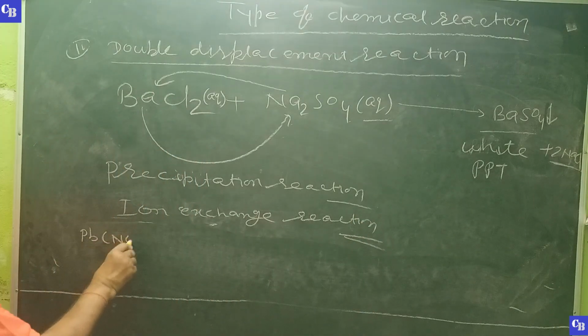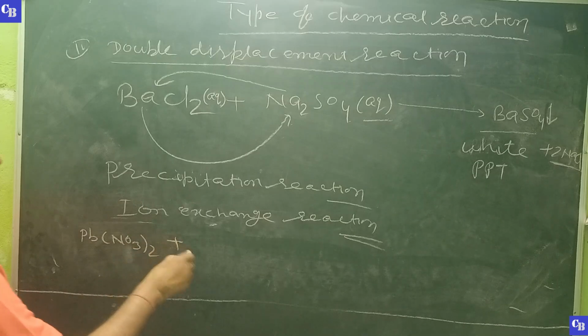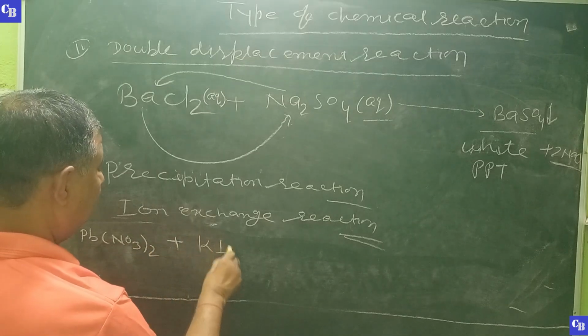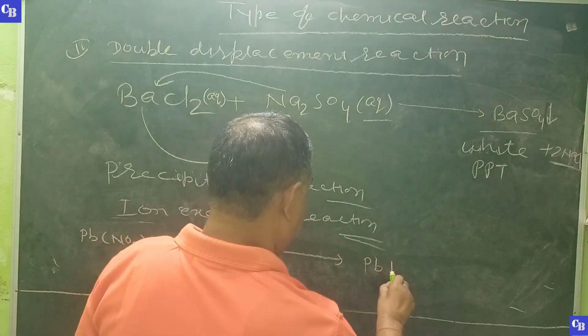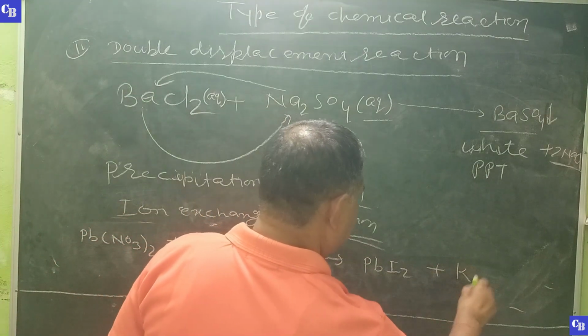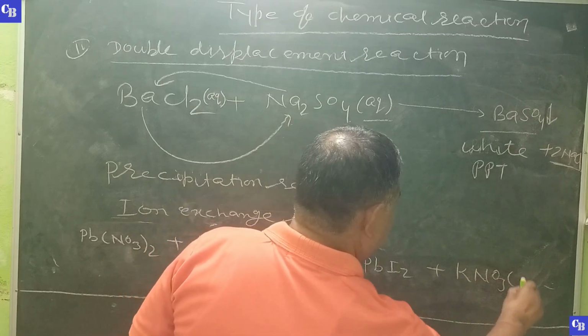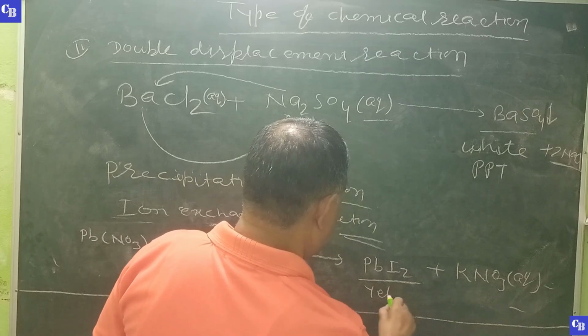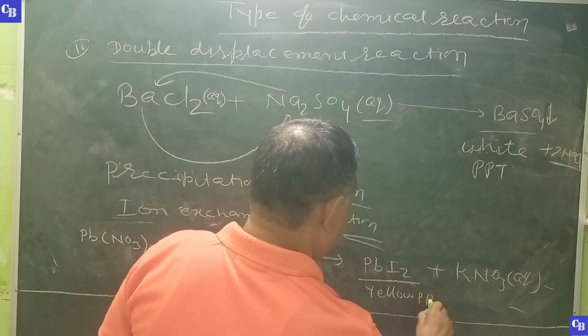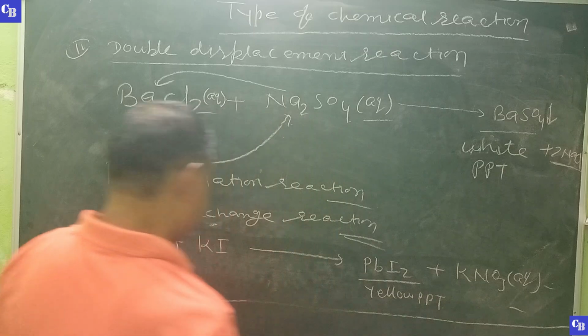Lead nitrate is added to potassium iodide, then it forms lead iodide plus potassium nitrate aqueous solution. Lead iodide is a yellow precipitate. Yellow PPT is formed.